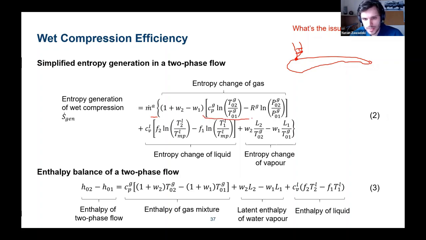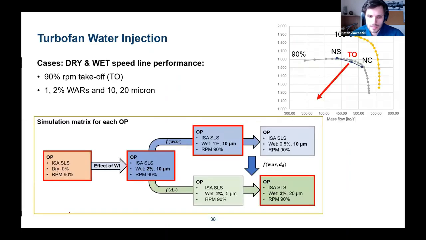So maybe you can recognize the entropy change of the gas. You would have it also in a dry gas. This is basically entropy of dry compression, and then you have some additional terms like entropy change of liquid. Just the fact that the liquid changes temperature adds entropy to the multi-phase flow, and then you have entropy change of vapor, or maybe you could view it as an entropy change due to the evaporation. And the enthalpy is defined in a similar way, right?